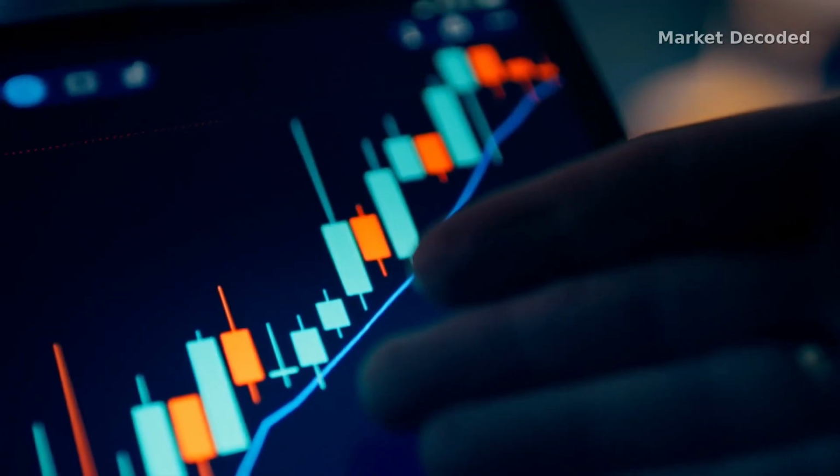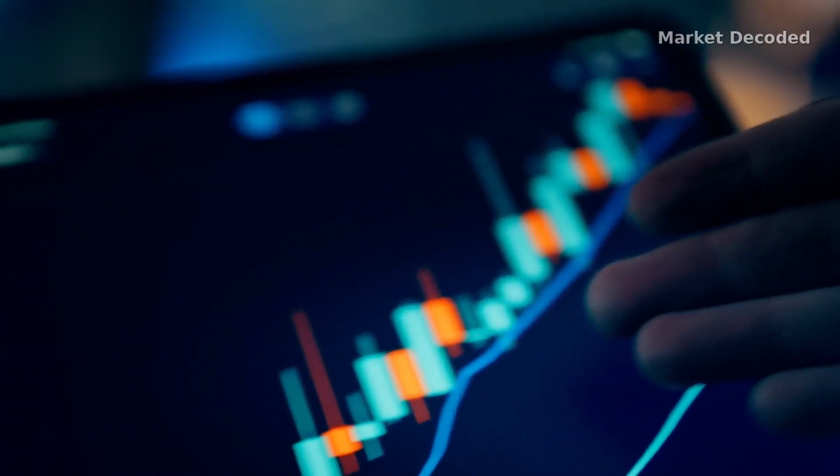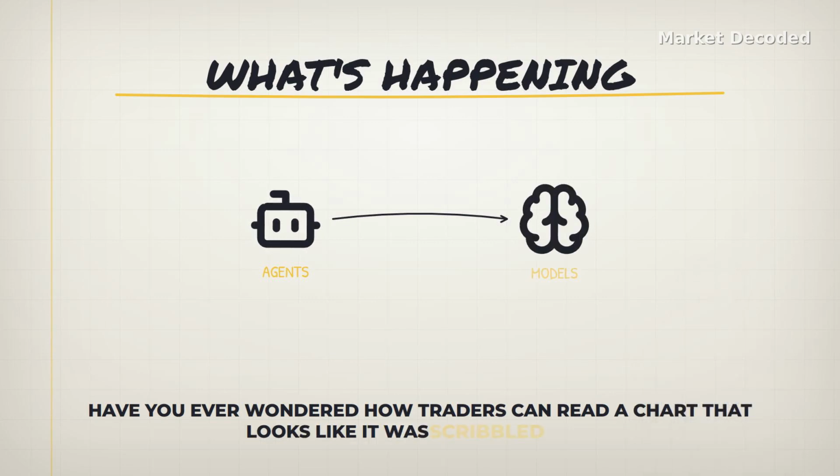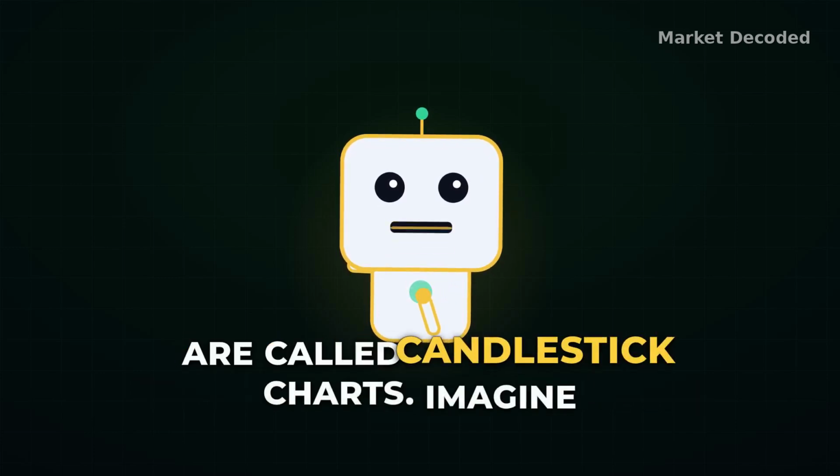Have you ever wondered how traders can read a chart that looks like it was scribbled by a child? Well, let's take a peek at those little sticks with wicks and uncover what they actually say about the market. These are called candlestick charts.